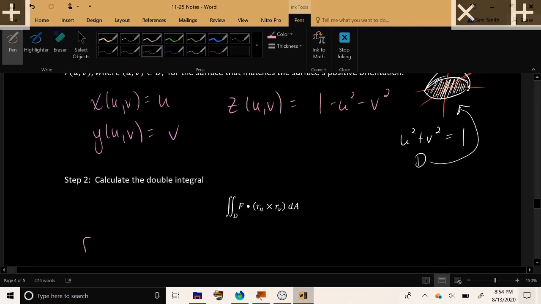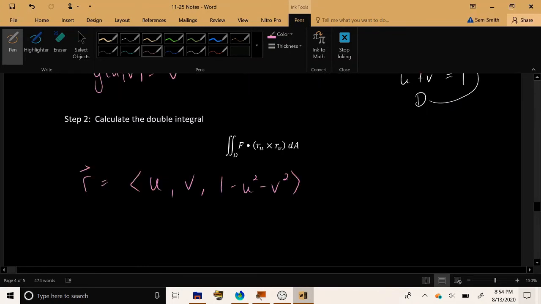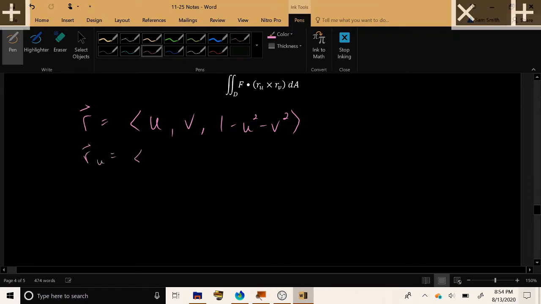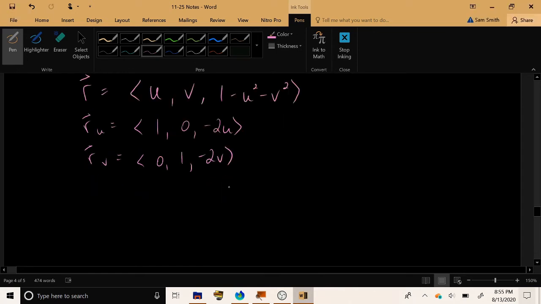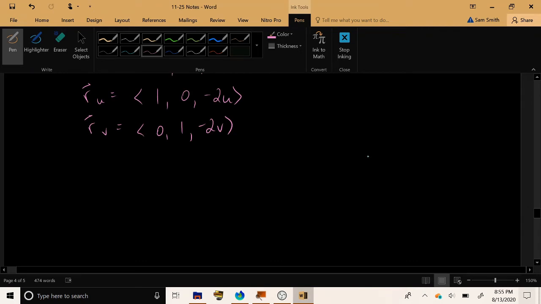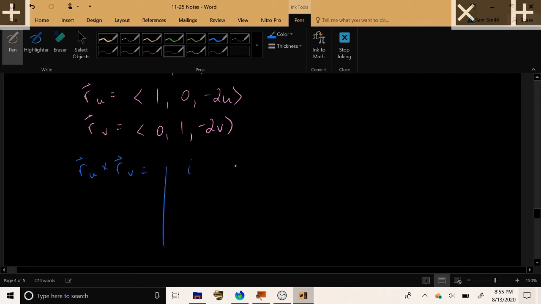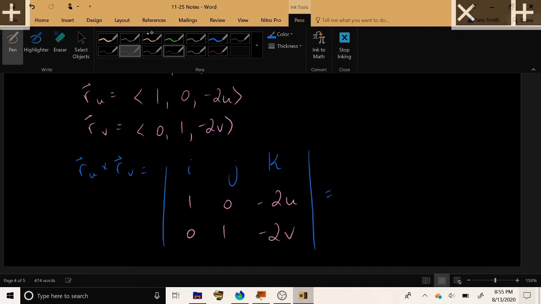So our function r, our parameterization, has u in the first coordinate, v in the second coordinate, and then 1 minus u squared minus v squared. And so if I take r sub u, I get 1, 0, and negative 2u. And if I take r sub v, I get 0, 1, and negative 2v. Okay, so let's go ahead and take the cross product of these two, r_u cross r_v, of 1, 0, negative 2u, and 0, 1, negative 2v.